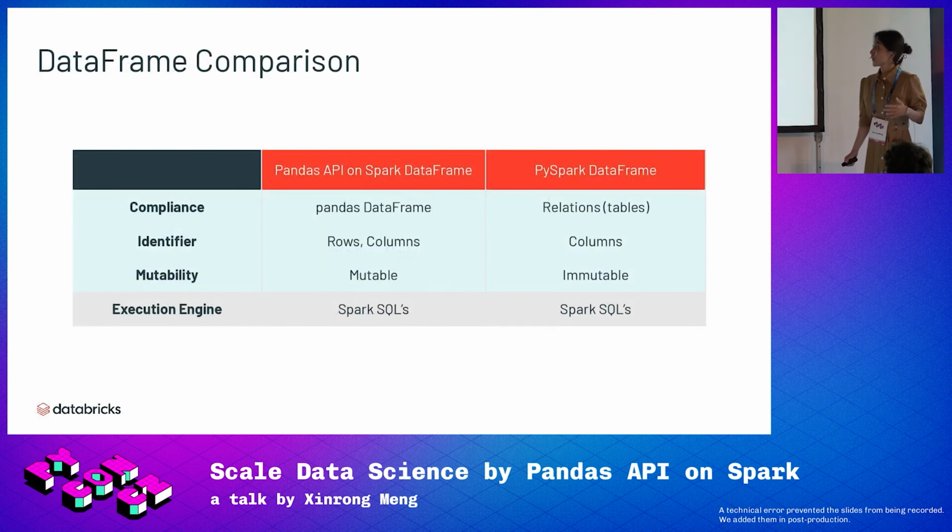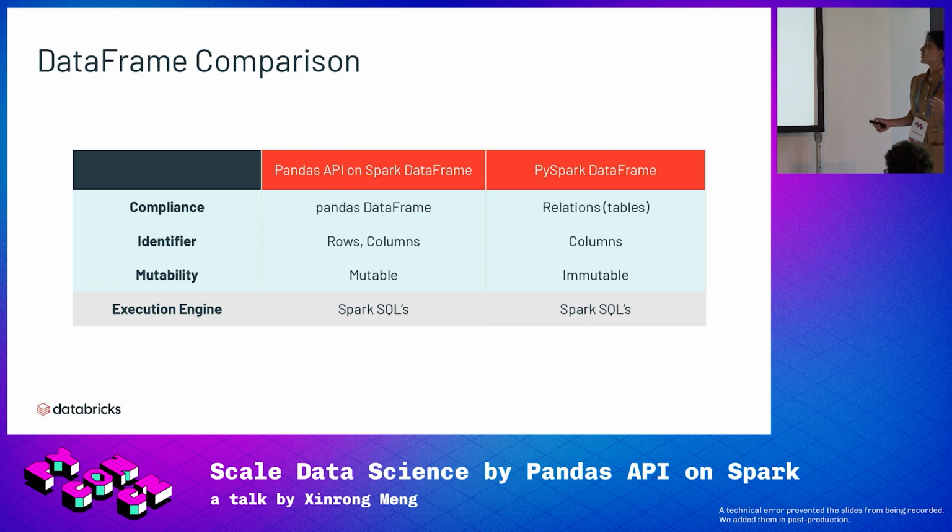Here is a brief comparison between a Pandas on Spark frame and a PySpark frame. Here, PySpark frame refers to the data frame API in Spark SQL. So their first difference is that a Pandas on Spark frame mimics a Pandas frame, implementing the Pandas API, whereas a PySpark frame is more like a table and implements relational operations.